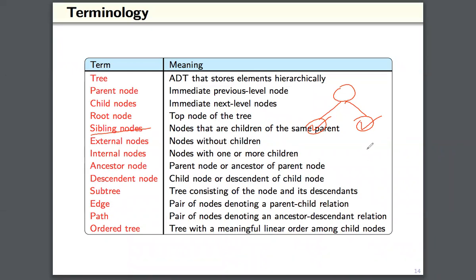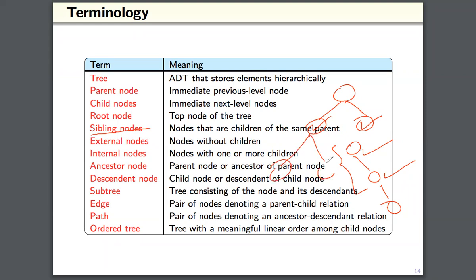Ancestor node, it can be a parent or parent of a parent or parent of a parent of a parent, right? So on, that's an ancestor. And similarly, a child node is a descendant, or child of child is a descendant, so on up to infinity, right? Those are descendant nodes. Subtree, what is a subtree?